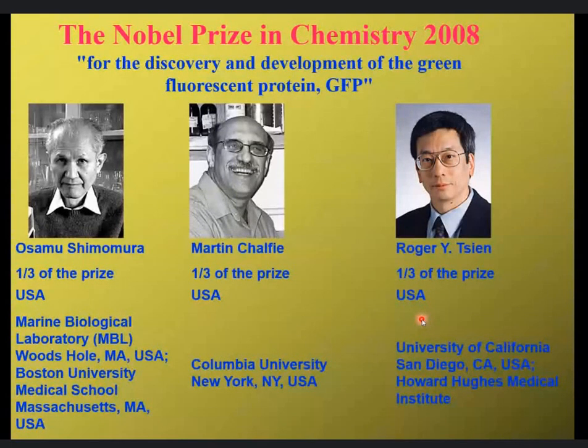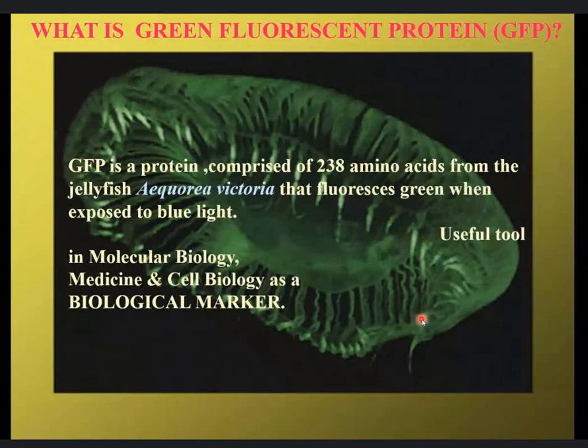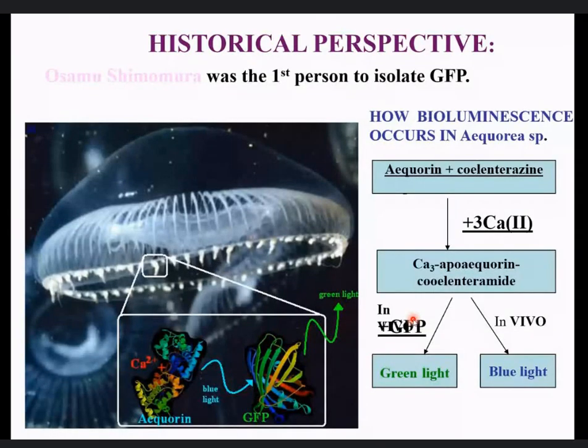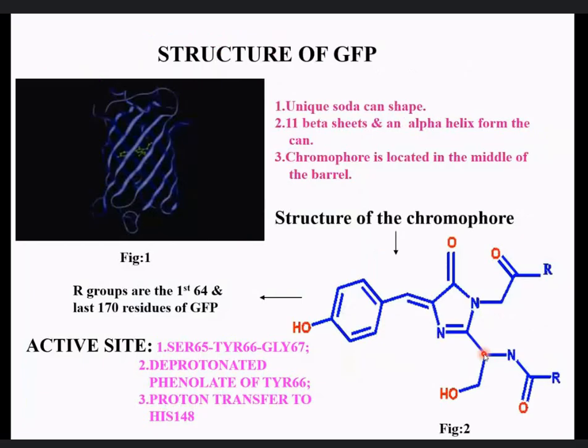But this particular protein won the Nobel Prize because it emits in the visible region, and it has huge applications later in molecular biology, medicine, and cell biology as a biological marker. You can see this is comprised of 238 amino acids and obtained from jellyfish, and they emit blue light or green light. Two types are there. I'm not going into the details of how this bioluminescence occurs. If you shine light, then you get this.